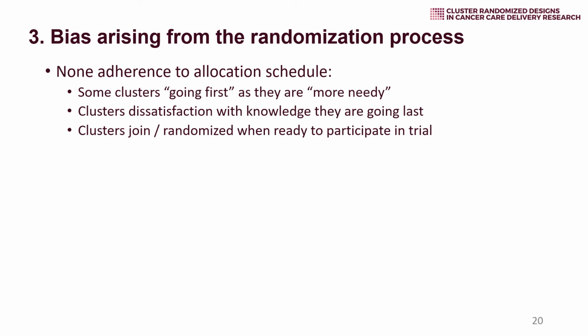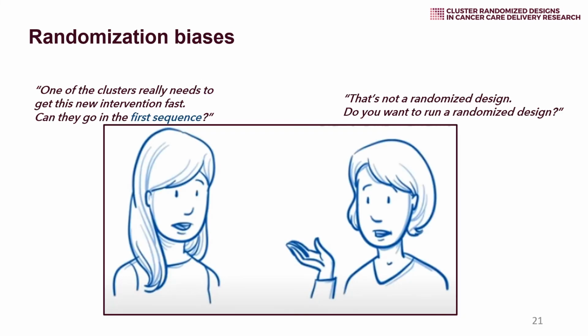And then the third type of bias is bias arising from the randomization process. So remember that sometimes non-adherence to the randomized allocation schedule might arise, perhaps because some clusters are considered to be more needy, and therefore it is considered that they should get the intervention first. Other times, clusters might be dissatisfied with the knowledge that they're going last, or clusters might be randomized when they're ready to participate in the trial. So these are the sorts of biases that can happen with the randomization process in stepped-wedge and cluster crossover designs.